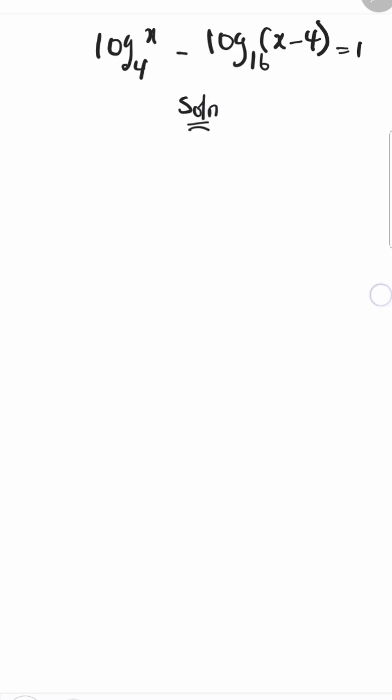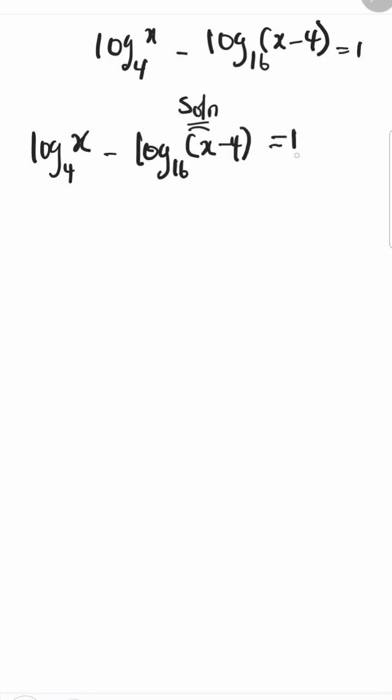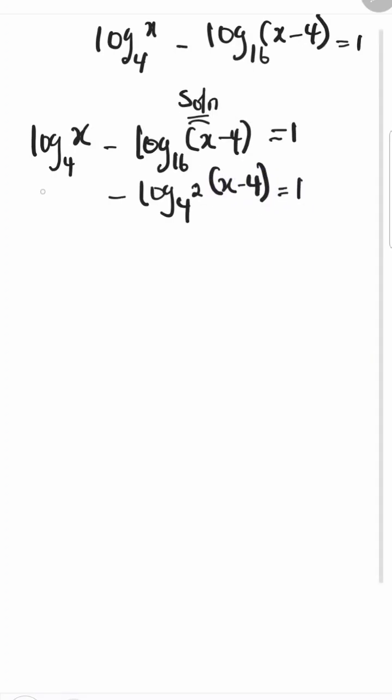So we have log base 4 of x minus log base 16 of (x minus 4) is equal to 1. Okay, so we can modify this using the properties of logs. We have that 16 is the same thing as 4 raised to the power of 2. We have log of (x minus 4), and 1 is equal to log base 4 of x.